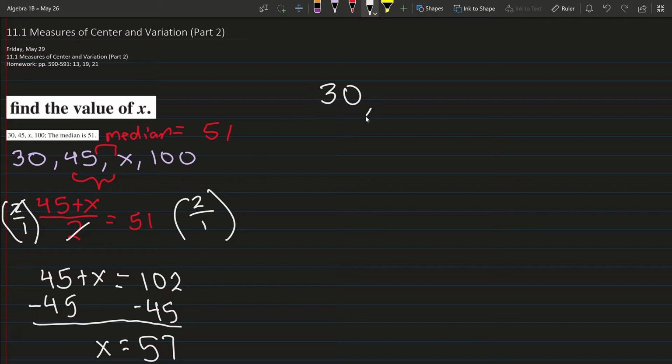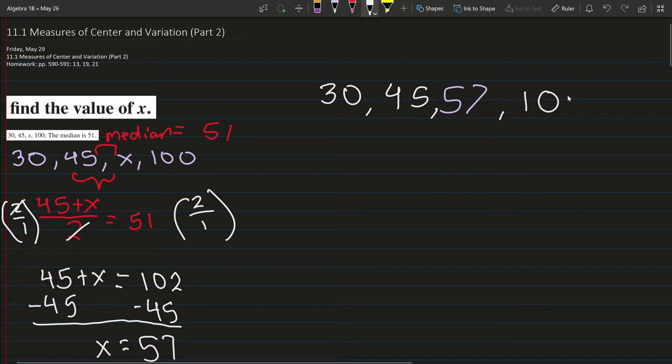If we rewrote this, it would look like this: 30, 45, 57, and 100. If you're not sure about this, you can add these two middle numbers up and divide by 2 to see if our median does end up being 51. So that's how you find x when you're given a median.